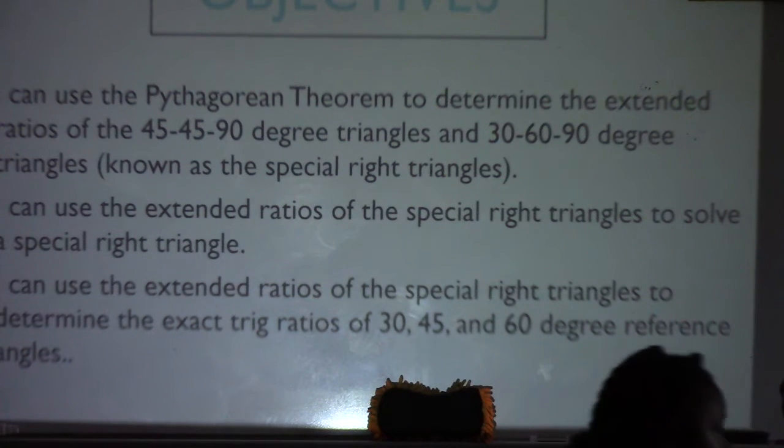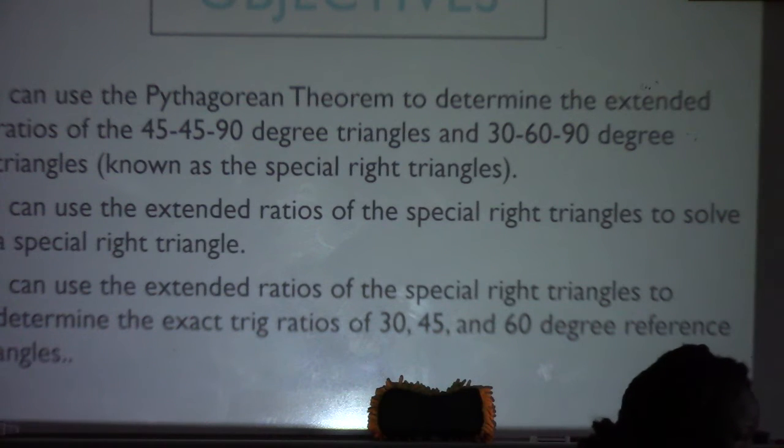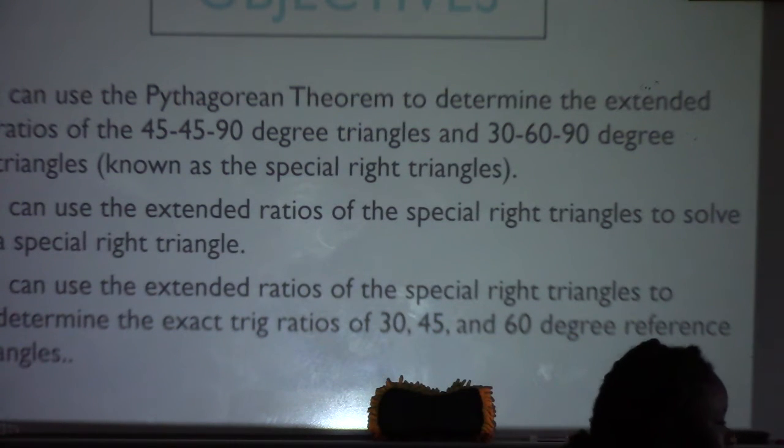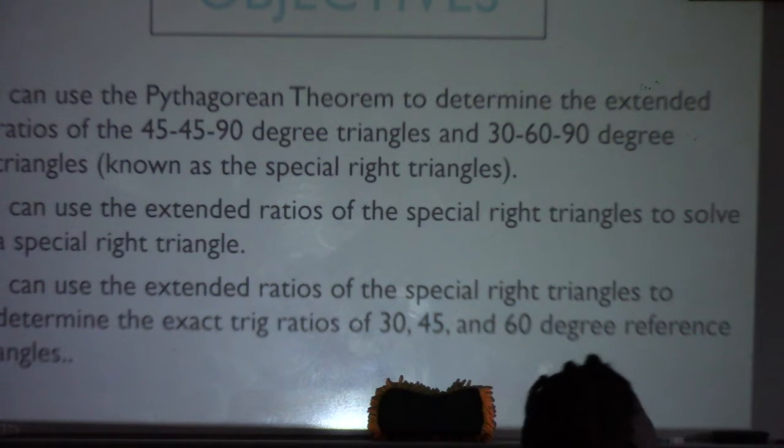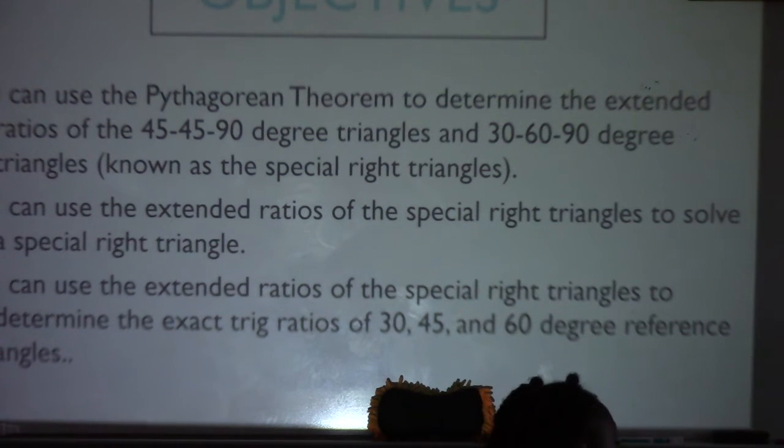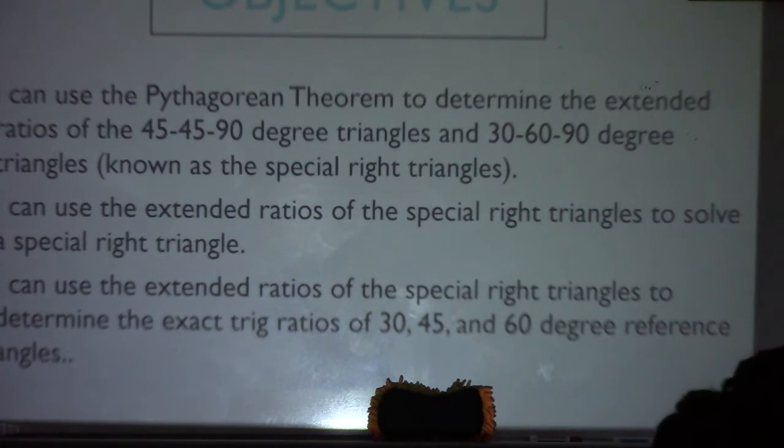Identify all side lengths and all angle measures. So when we have special right triangles, we're going to use these ratios to help us solve the special right triangle. And then we're going to use this to determine exact trig ratios.